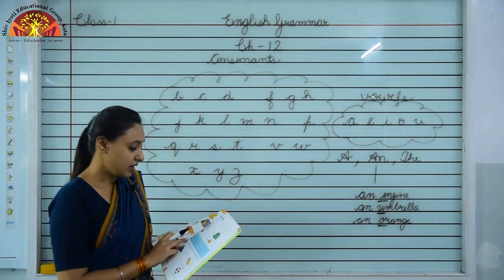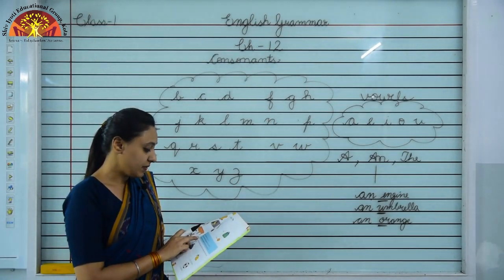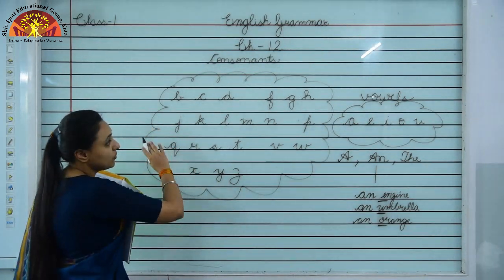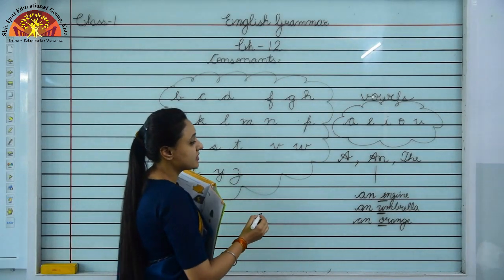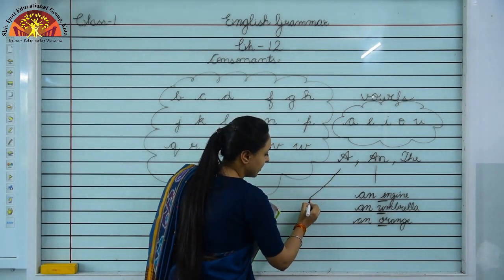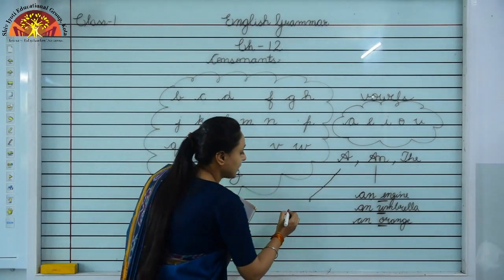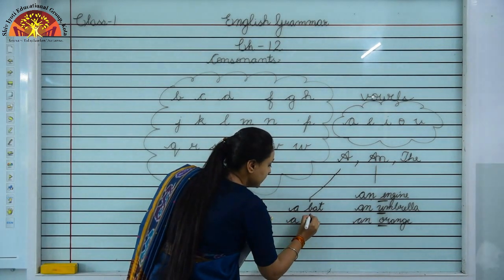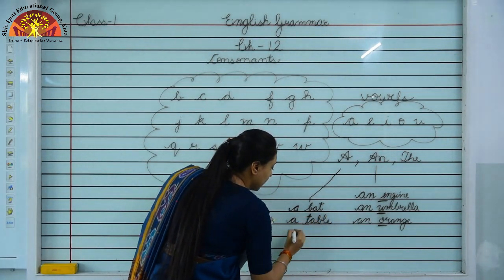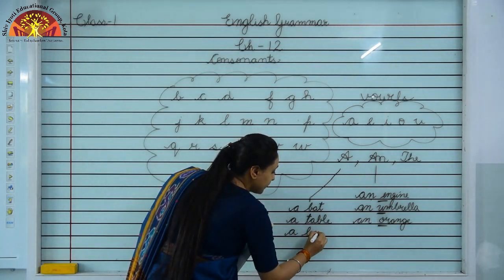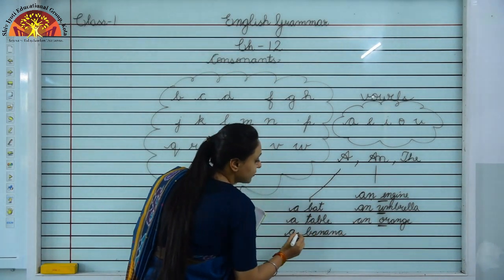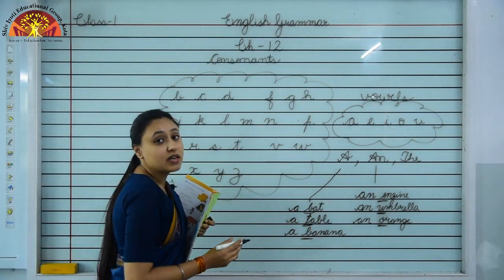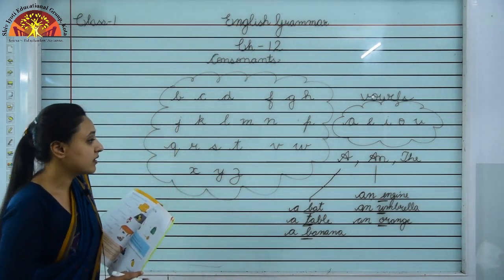Now children, we learn about the use of a. So we use a before naming words that begin with a consonant sound. So we know what consonants are. So whenever a word starts with a consonant sound, we use a before it. Let us see examples. A bat, a table, a banana. Okay, so children, here the words start with a consonant sound. So we use a before them.